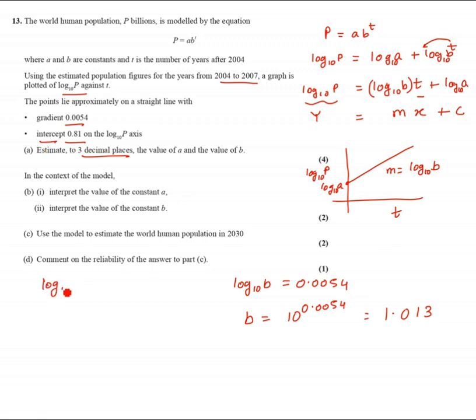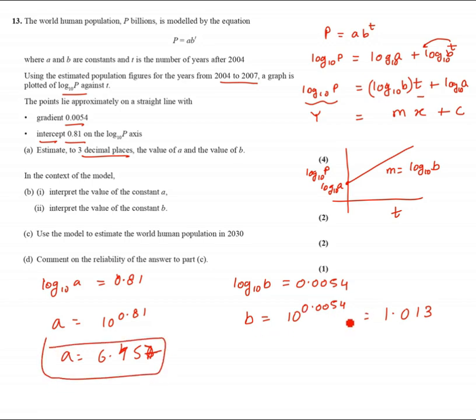So log a to the base 10 can be written as 0.81. Then a can be written as 10 to the power 0.81. So 10 to the power 0.81 gives me 6.457. So a is 6.457. That's the value of a, and that's the value of b.